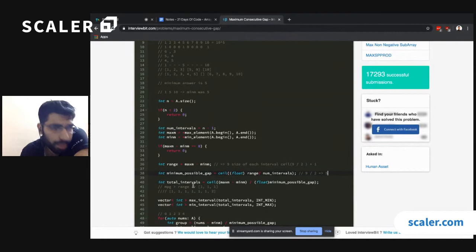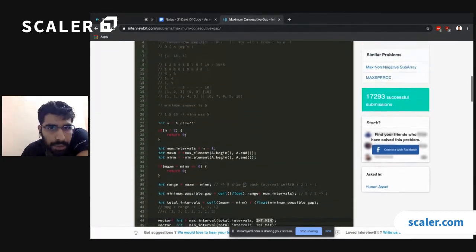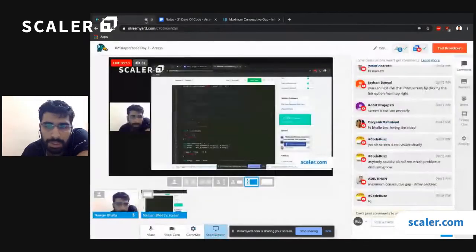Okay, total intervals is going to be ceil of maximum minus minimum by minimum possible gap. And also I'm converting my minimum possible gap to the correct type, so this should also work. My maximum number of intervals is going to be something like this, which is also fine. Max I'm setting to int min, my min I'm setting to this, which is also fine. Then I'm iterating over all the numbers in array A.